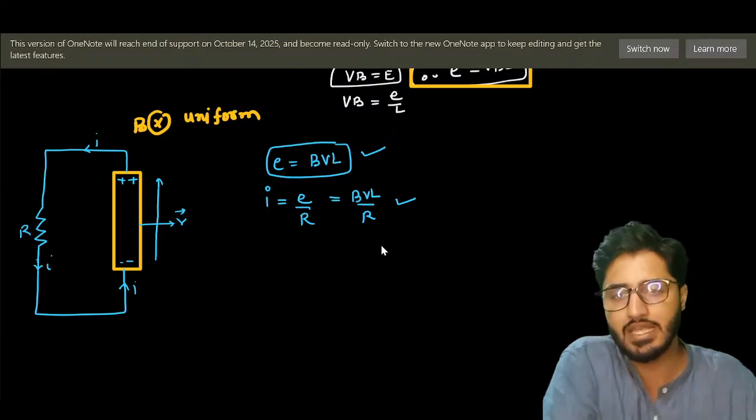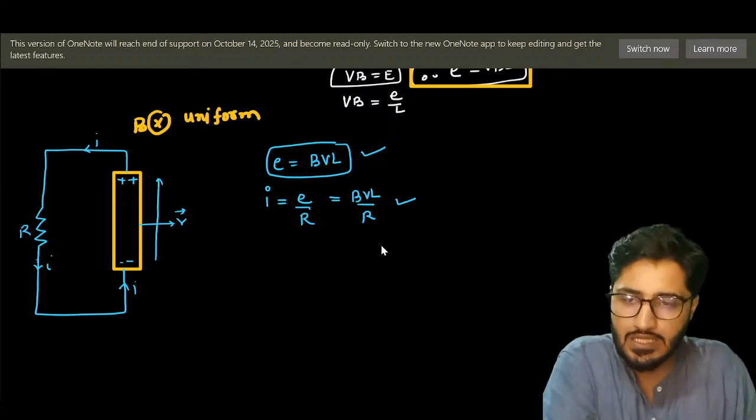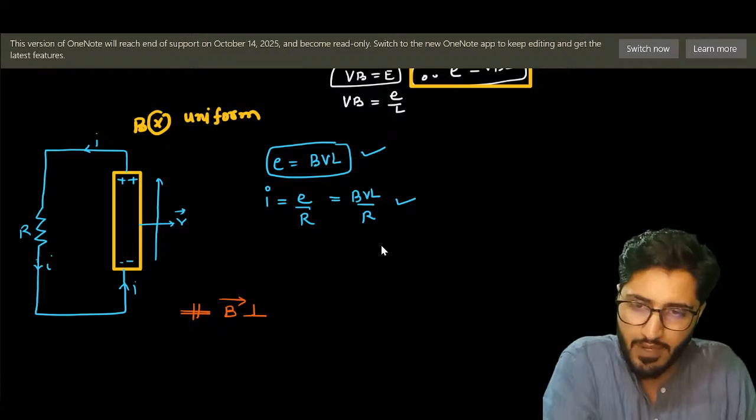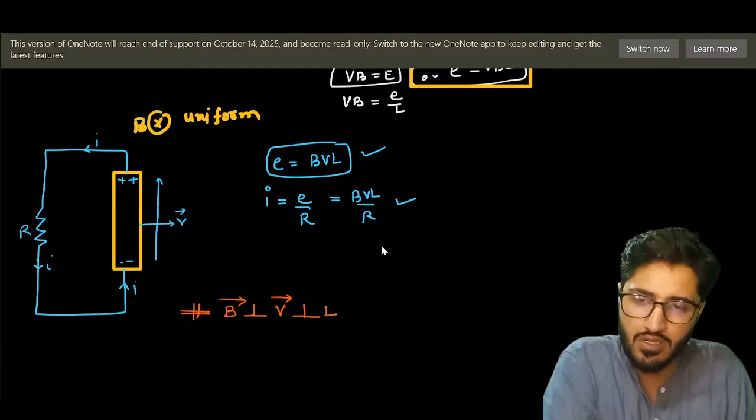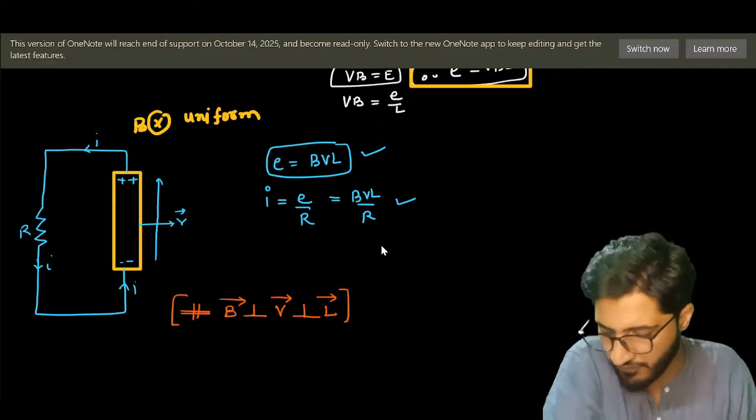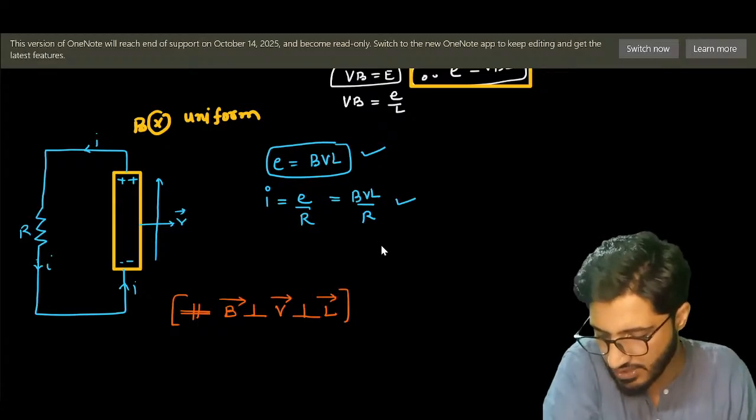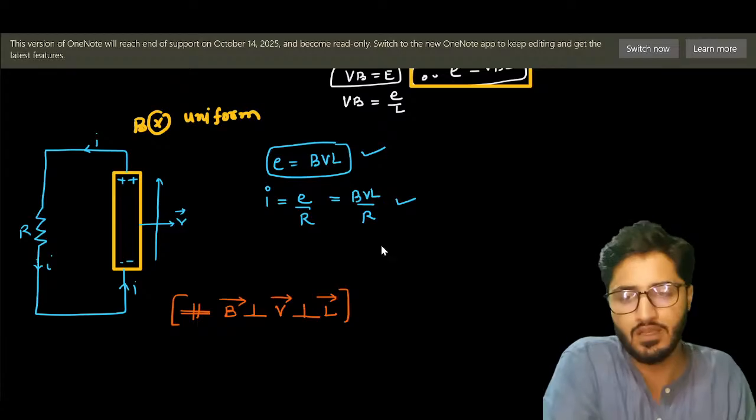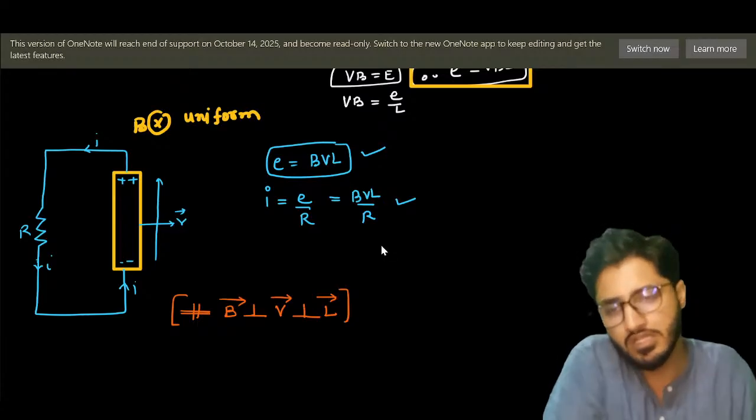If you are paying attention to my class, before starting this derivation we concluded that the magnetic field should be perpendicular to the velocity of the rod, and this should be perpendicular to the displacement vector of the rod. This condition should be fulfilled.